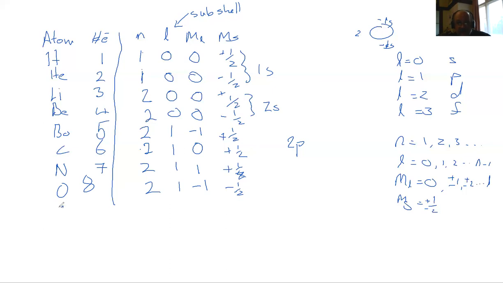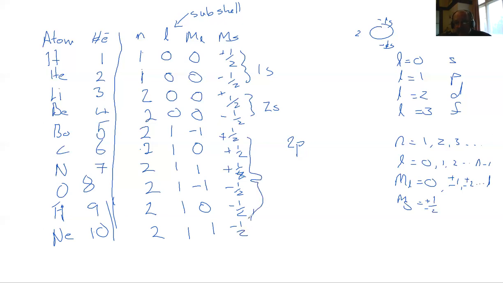9 is going to be fluorine, which is highly reactive. So 2, 1, well, negative 1, the next one up is 0, negative half. And the last one in this series is going to be neon, which is 10, which is 2, 1, positive 1, negative half. And that fills up the 2p shell. That's all the possibilities we can have where n is equal to 2 and L is equal to 1.